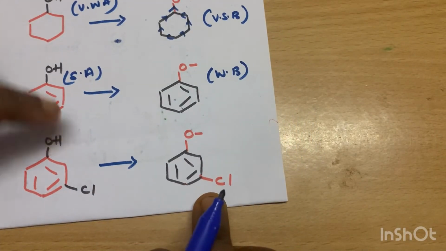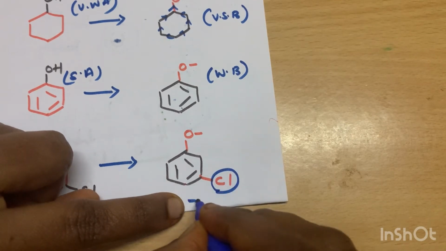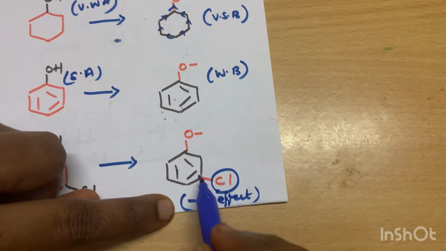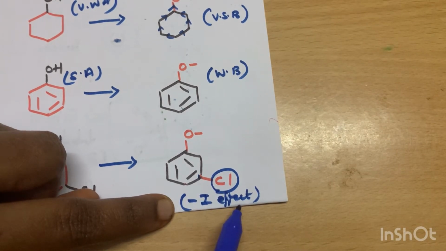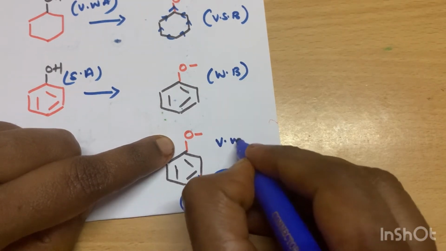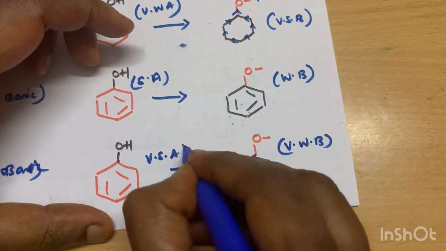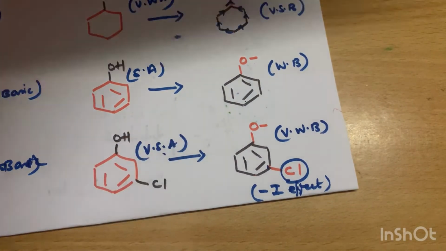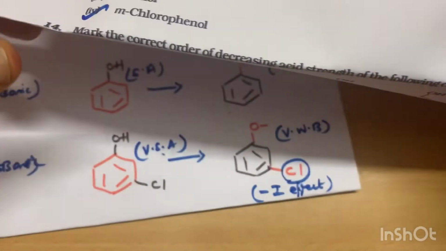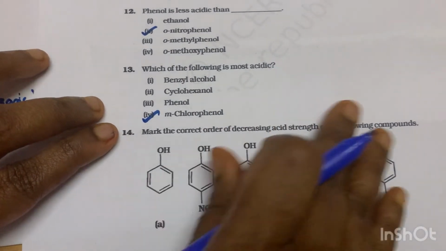So this will be a very weak base, I can say, because here chlorine shows minus I effect. It will pull electrons. It is in the meta position. It shows minus I effect. It will pull electrons. So because of this it is a very weak base. Very weak base, so it is a very strong acid. So which among these is very acidic? Meta-chlorophenol.